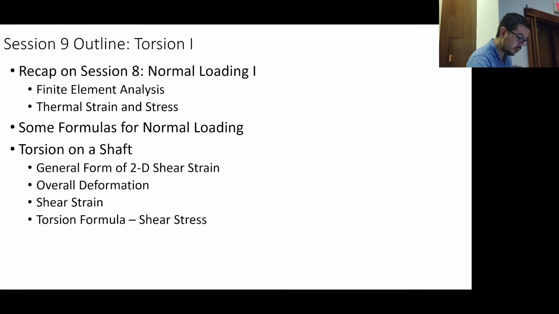There will be some assignments. What did we cover today? We did a little bit more finite element analysis. We did one that involved thermal expansion being constrained. And we talked a little bit about formulas for normal loading. Then we went on to talk about torsion in a shaft, and defined or revisited shear strain. We talked about overall deformation, but we didn't give a quantitative equation for it yet. We talked about shear strain, and we'll talk about shear stress. And that torsion formula, that Tc over J, is what people often refer to as the torsion formula.